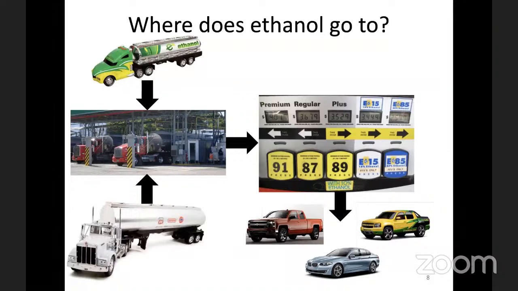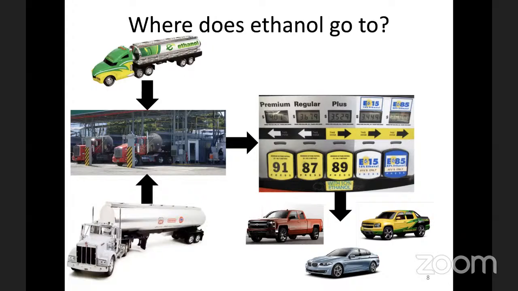There have been a lot of discussions and policies going on even as of today on whether to make this mandate 15% instead of 10%. And there are also certain vehicles that have been made that can run on 85% ethanol. So E15 means 15% ethanol blended. E85 means 85% of the fuel that you're looking at is ethanol.